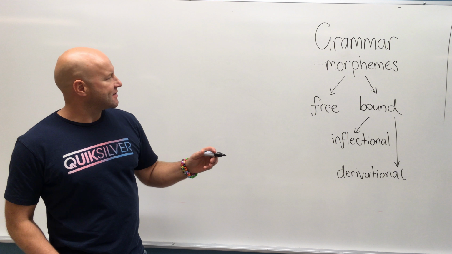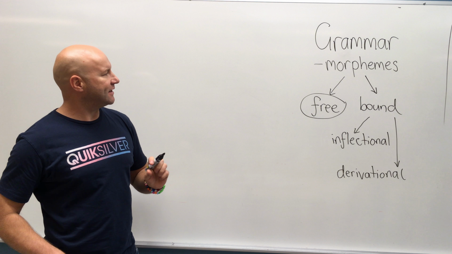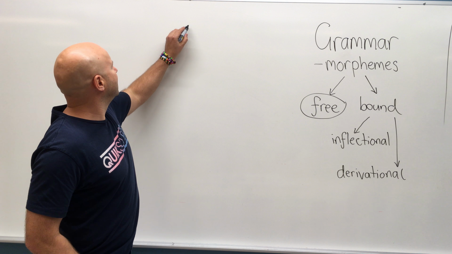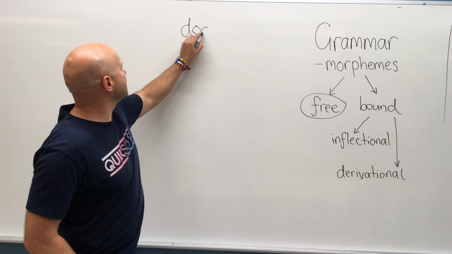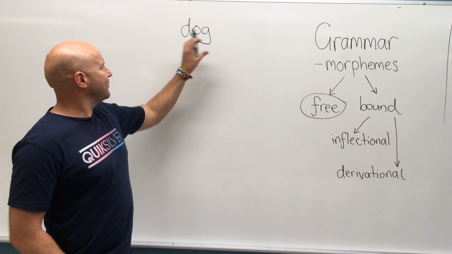So a free morpheme is called a free morpheme because it can stand alone and it is complete and has a meaning standing by itself. So the word dog, for instance, is a free morpheme. It can't be deconstructed into other units of meaning or pieces of meaning. It's a complete unit of meaning and it's a word. So a free morpheme is the same as a word, but a word can consist of more than one morpheme.